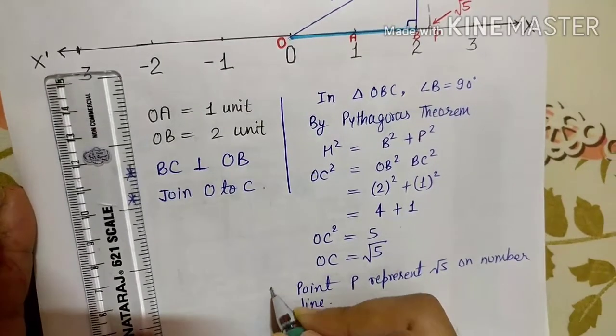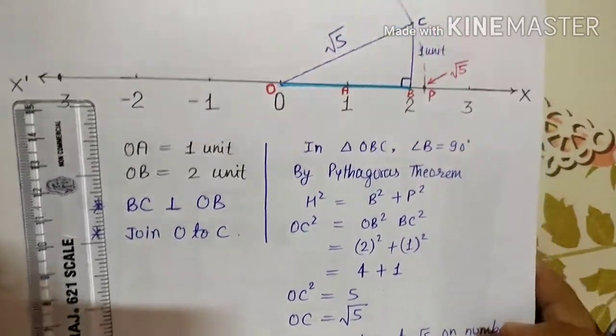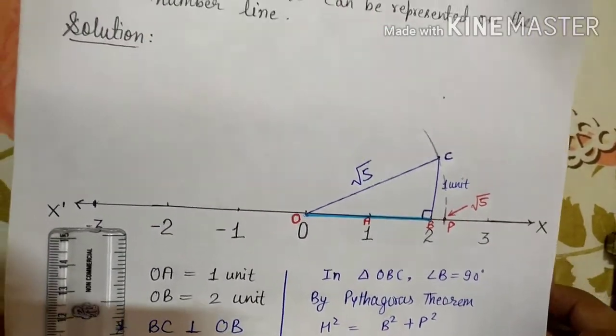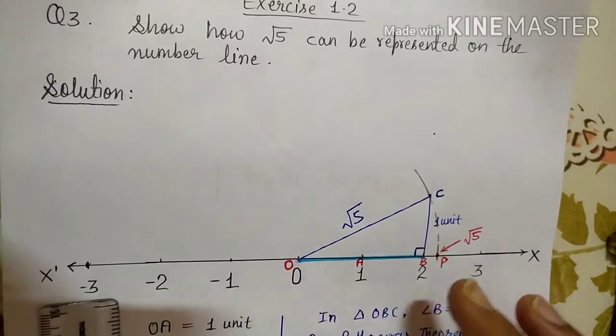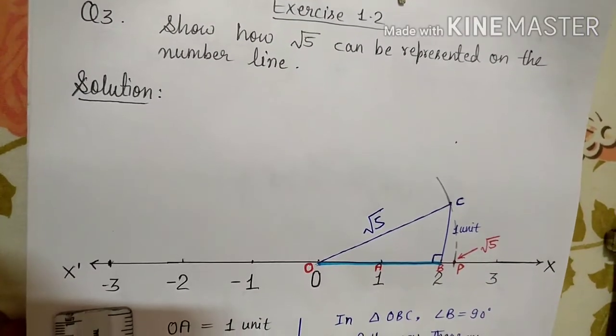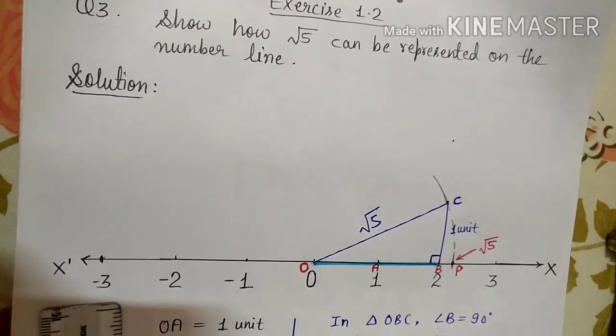So I hope it is clear to you how we have represented root 5 on the number line. We have written the steps also, so you can do this in your copy. I will give some more questions you can solve by yourself. I hope it is clear to you. If you have any query, you can ask me on chat.